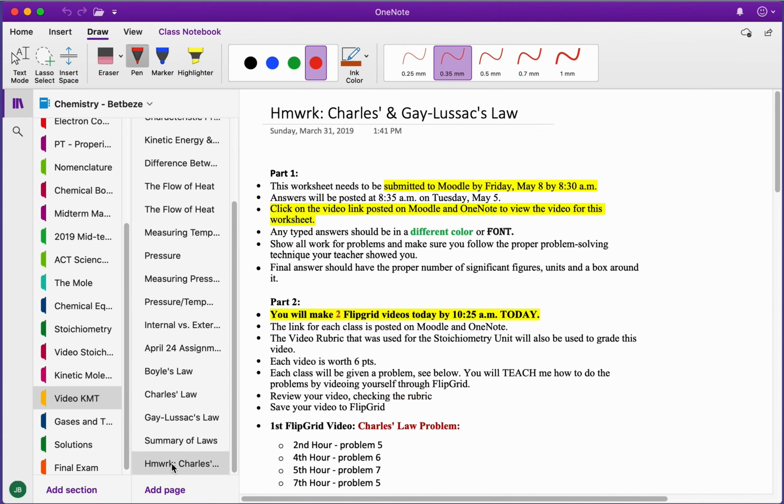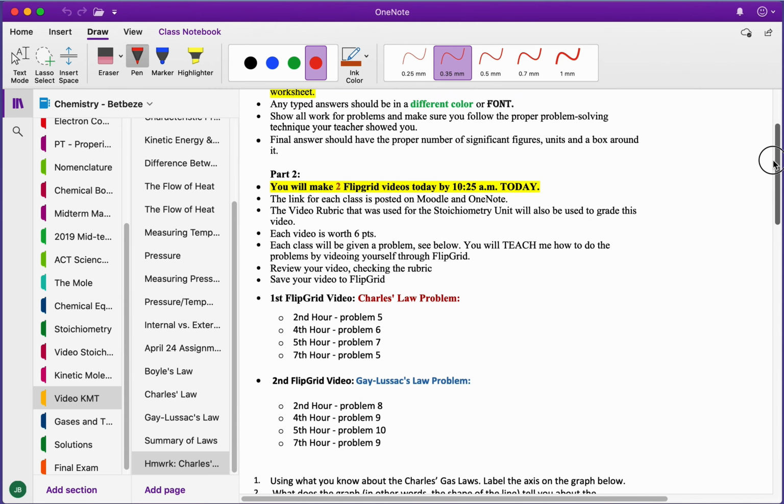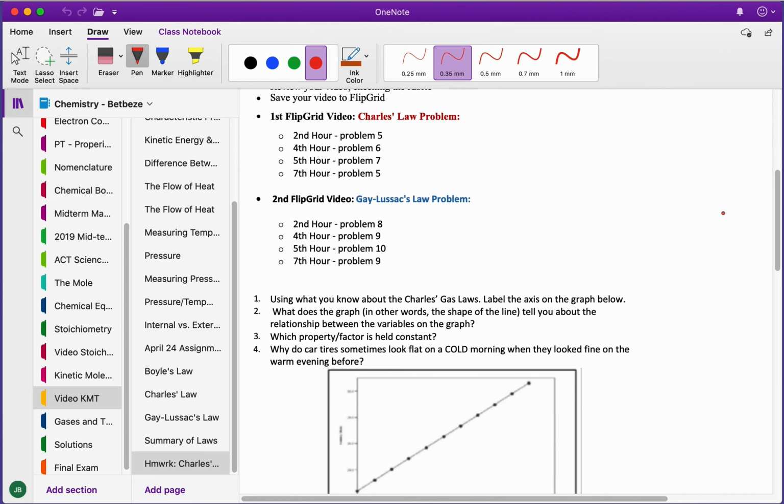All right, so your assignment for today is going to be a worksheet that has both Charles's law and Gay-Lussac's law on it. You do have 2 Flipgrid videos to do. You're going to do one Flipgrid video on Charles's law. Then you're going to do the other Flipgrid video on a Gay-Lussac's law problem.